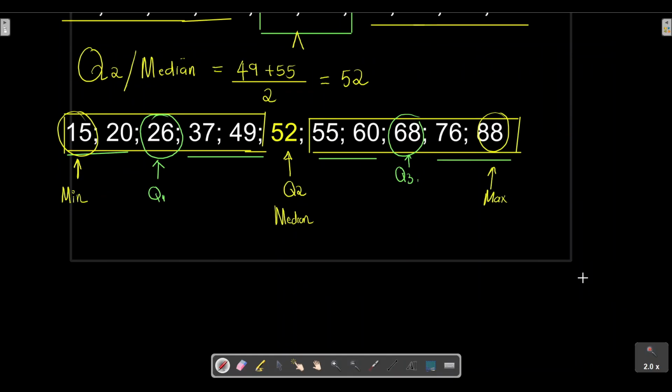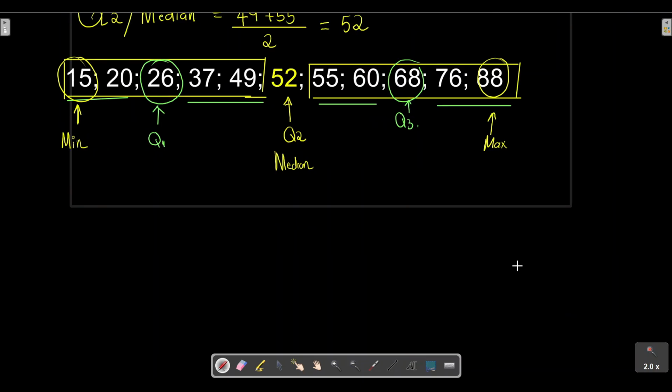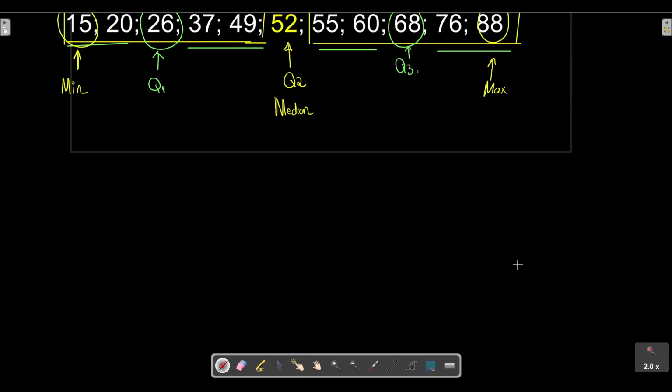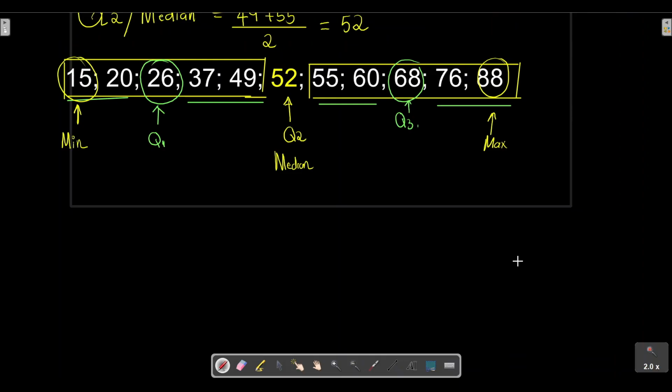From this 5 number summary, guys, I did mention when I started the video tutorial that a box and whisker plot displays the 5 number summary. So how would we display this 5 number summary on our box and whisker diagram? Let's do that. Let's quickly draw a box and whisker diagram and display this 5 number summary.